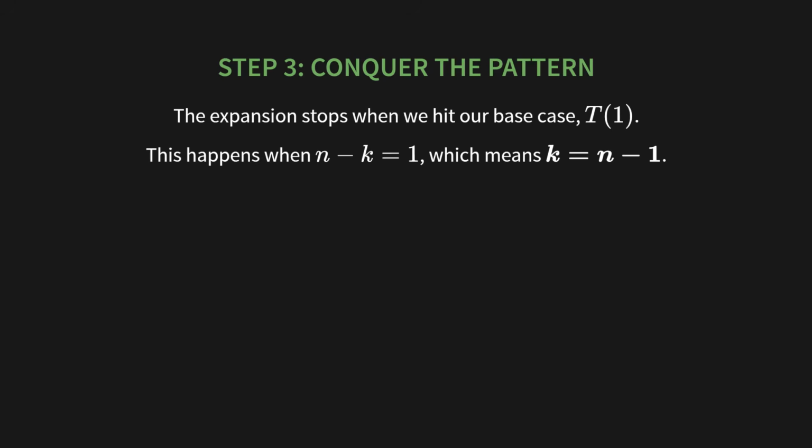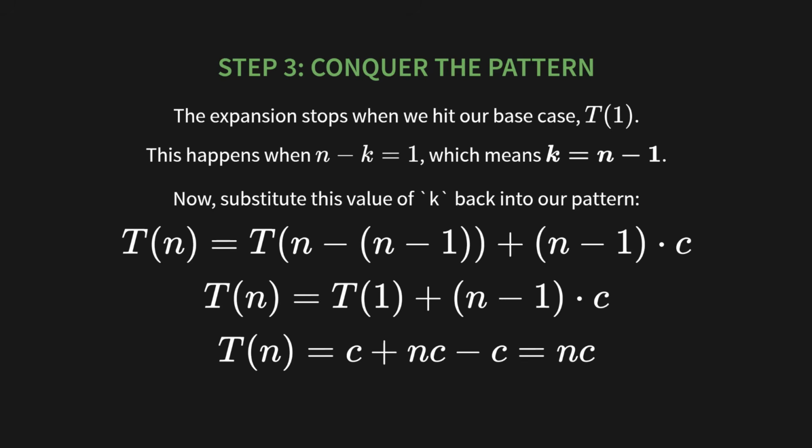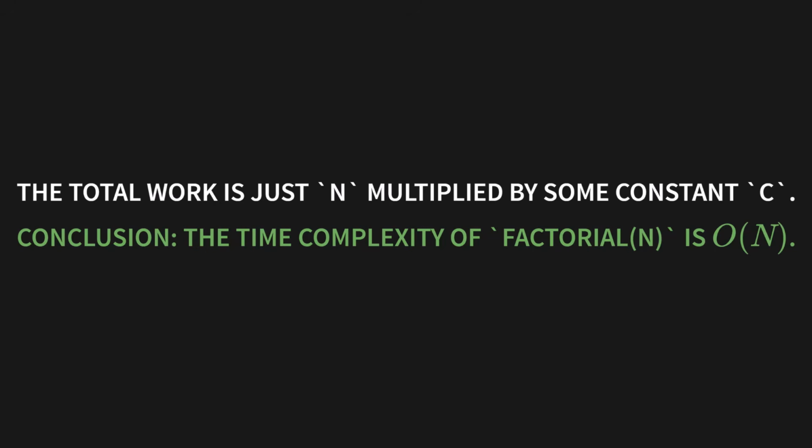Now, we just substitute this value of k back into our pattern. This simplifies to T of 1 plus n minus 1 times c. We know T of 1 is just c, so we get c plus nc minus c, which equals nc. The total work is just n multiplied by some constant c. Conclusion. The time complexity of factorial of n is O of n.